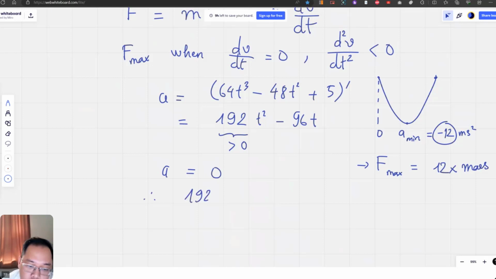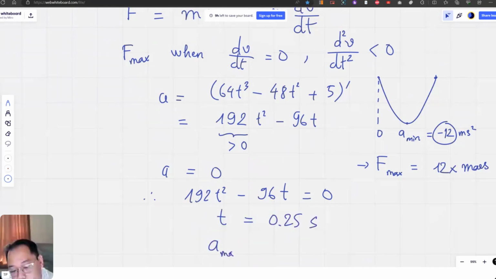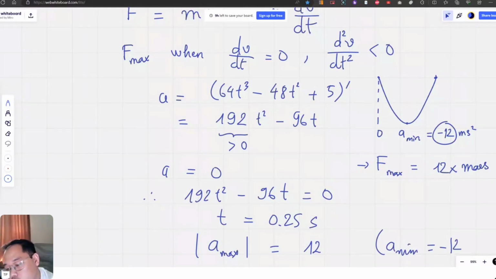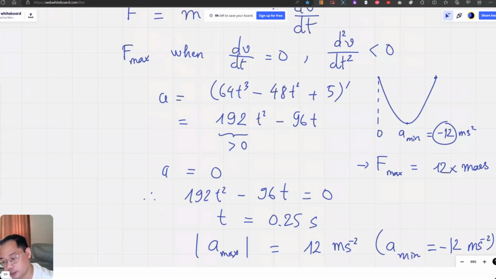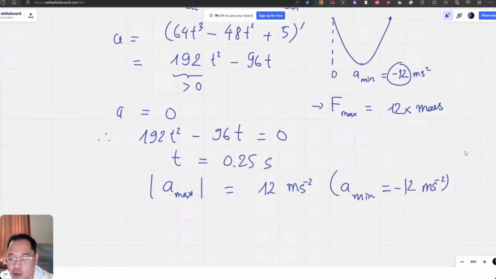So the force is maximum when the derivative of A equals 0, 192 t equals 96, at t = 0.25 seconds. The minimum acceleration, actually the maximum value in magnitude, is 12, meaning the minimum value in the equation is minus 12 meters per second squared. So we can ignore this one.